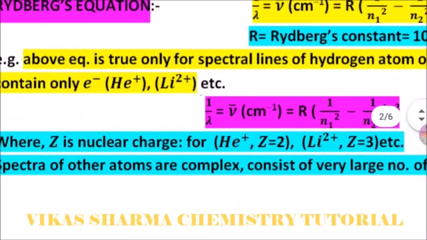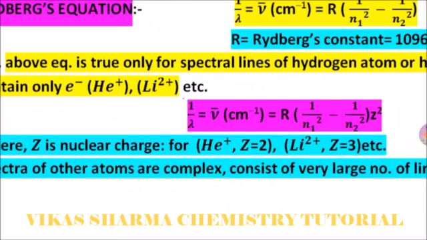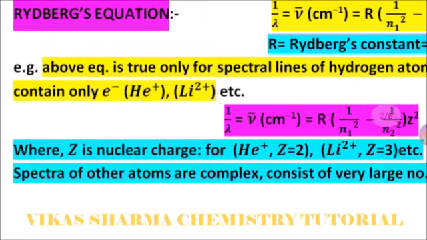Our equation is true only for spectral lines of the hydrogen atom or hydrogen-like ions, meaning those that contain only one electron. For example, helium has two electrons in the neutral atom, but if one electron is released, it has a positive charge, becoming He positive. Lithium has atomic number 3, so three electrons in a neutral atom, but if one electron is released it becomes Li positive, and if two electrons are released, lithium becomes hydrogen-like. Li2 positive and He positive both have one electron.